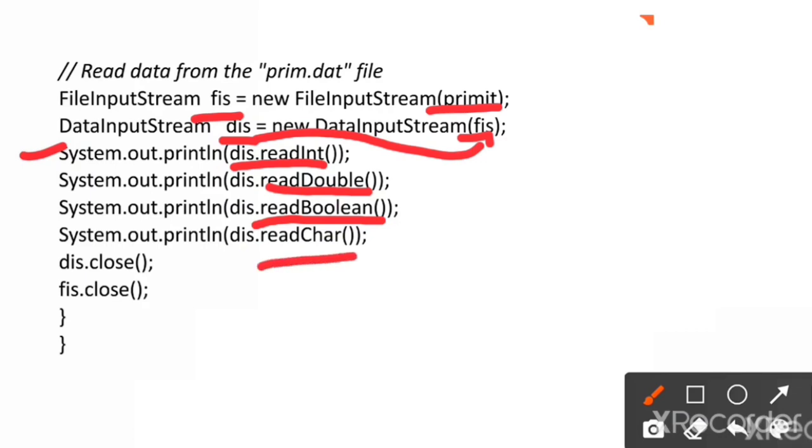At last we are going to read the last character that was present in that primit file. And after performing the reading operation on the file, we are going to close the data input stream by calling dis.close, and the file stream by calling fis.close.